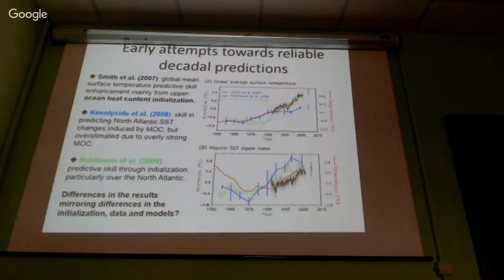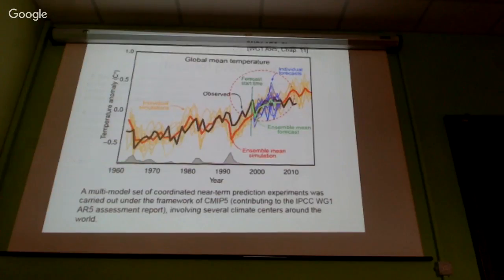These are three seminal works by Doug Smith from the Met Office, Noel Keenlyside, and Holger Pohlmann, and this is represented all together here. These were the very early attempts towards reliable decadal predictions. These studies were quite pioneering and paved the way for decadal predictions to enter into the IPCC exercise. In the latest IPCC Working Group 1 Fifth Assessment Report, there's a specific chapter, chapter 11, on near-term prediction, where there's a protocol, of course, and several groups took part in this exercise and produced decadal predictions for the period which goes from 1960 to 2005, actually.